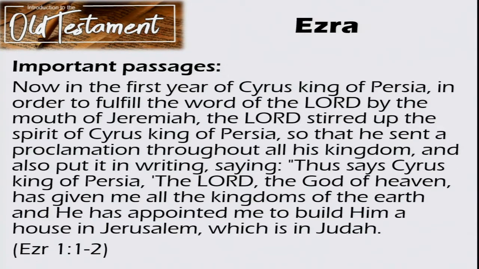And this passage in Ezra chapter 1, verses 1 and 2. "Now in the first year of Cyrus, king of Persia, in order to fulfill the word of the Lord by the mouth of Jeremiah, the Lord stirred up the spirit of Cyrus, king of Persia, so that he sent a proclamation throughout all his kingdom, and also put in writing, saying, 'Thus says Cyrus, king of Persia, the Lord, the God of heaven, has given me all the kings of the earth, and he has appointed me to build him a house in Jerusalem, which is in Judah.'" Why is this important?